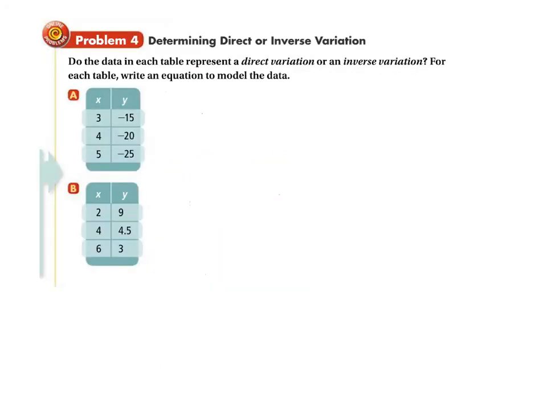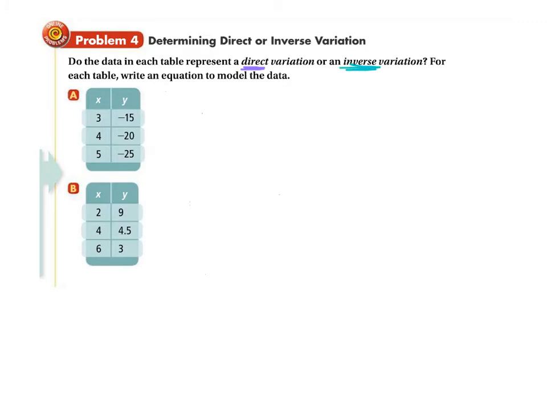Alrighty, direct or inverse, this is our next step here. Is it a direct variation or an inverse variation? Don't be bothered by the numbering jump. We're just not going to do example 3 in the notes. We're going to look at it in class. So we're going to say here, do the data in the table represent a direct variation or an inverse variation?